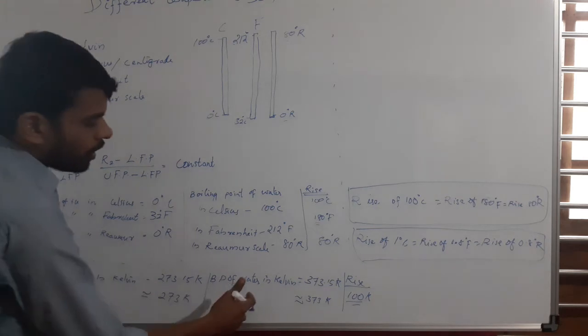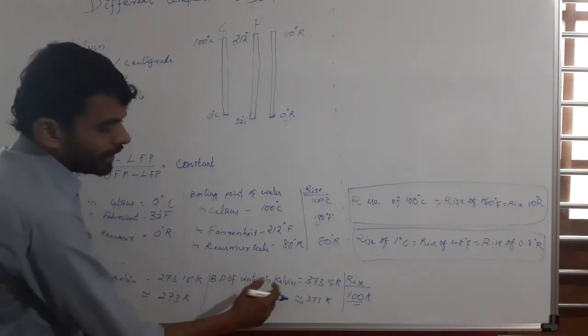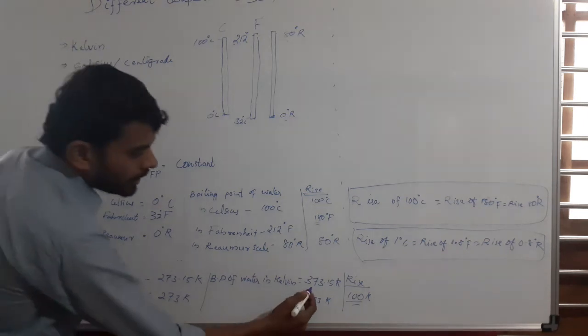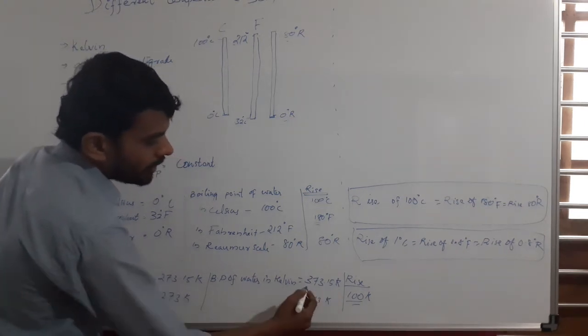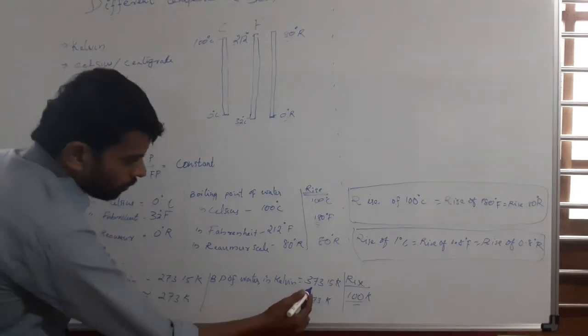Similarly, the boiling point of water in Kelvin we will take as 373.15 Kelvin. So what is the rise?